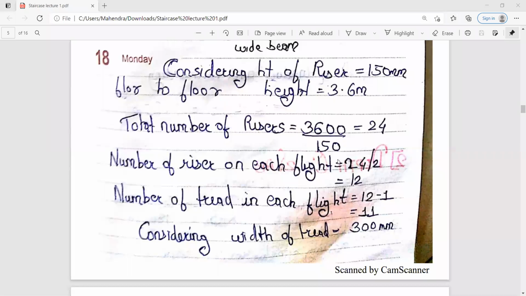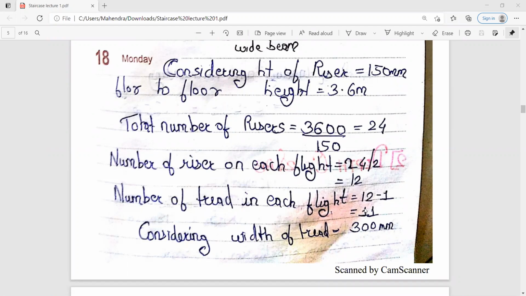Now you need to know the number of tread. So how many number of tread is there on each flight? So number of riser minus 1. Total 12 risers are there. So 12 minus 1 is 11. You will get the total number of tread in each flight.